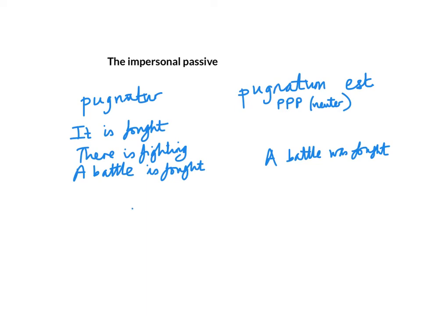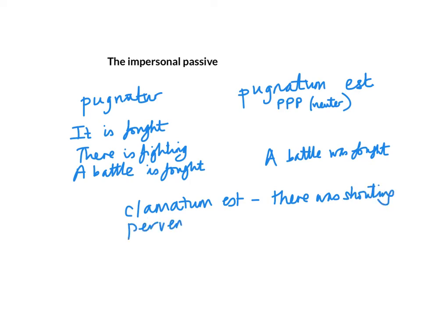Other examples, clamatum est. There was shouting. Perventum est. Literally, there was arriving, which really doesn't sound very natural. So, they arrived. We'll leave it up to the reader to work out who. They arrived. One arrived, you might even say. People arrived.